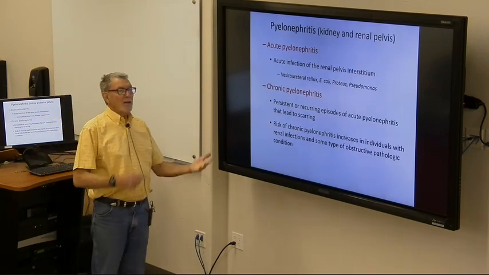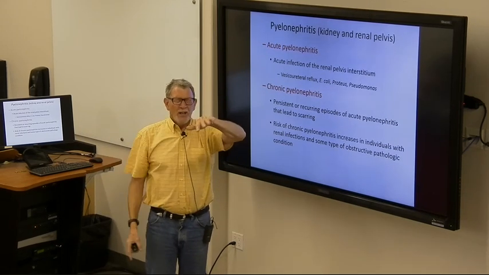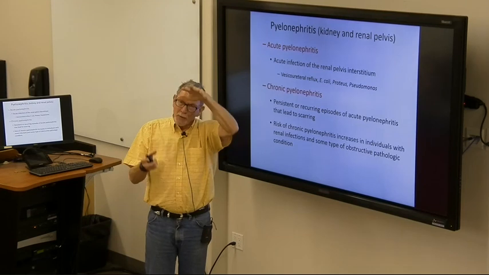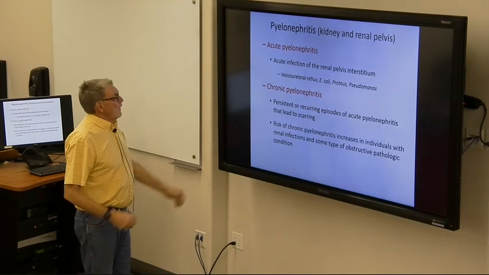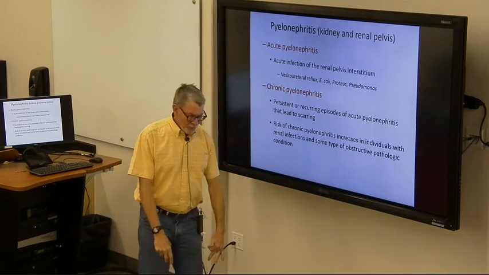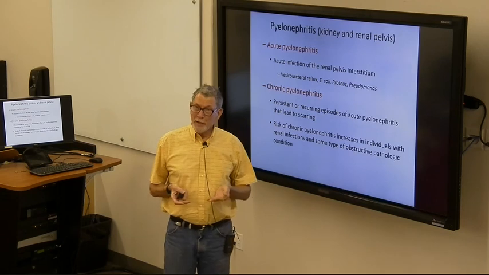Pyelonephritis is the kidney and the kidney pelvis. So the kidney is here, the pelvis is here, a lot of inflammation moving from the kidney into the renal pelvis. Acute, if you got an infection that made it all the way up there, you have acute kidney pain.